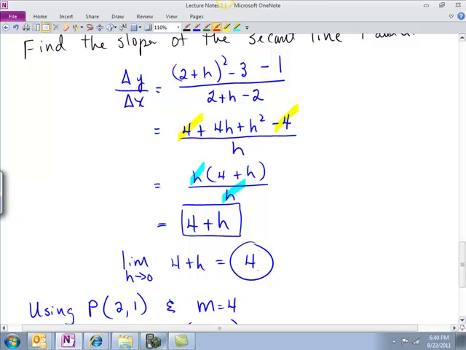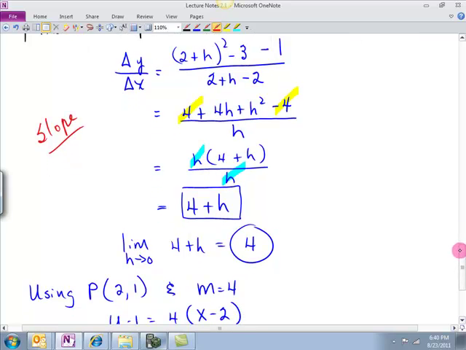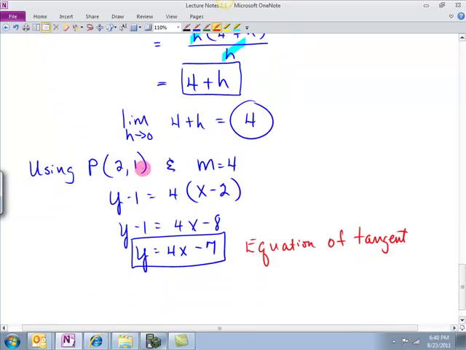So we did all of this to get the slope. So the slope is 4. We were asked to find the slope. What else were we asked to find? The equation of that tangent line. So what do you need to write an equation of a line? Slope and a point? We have both of those. All right, we have the point (2, 1), and we have m is 4, because we just found 4.